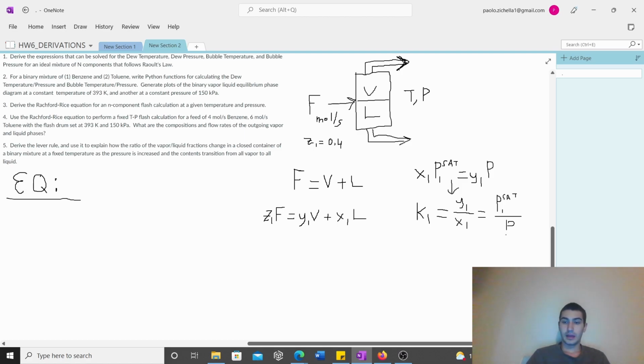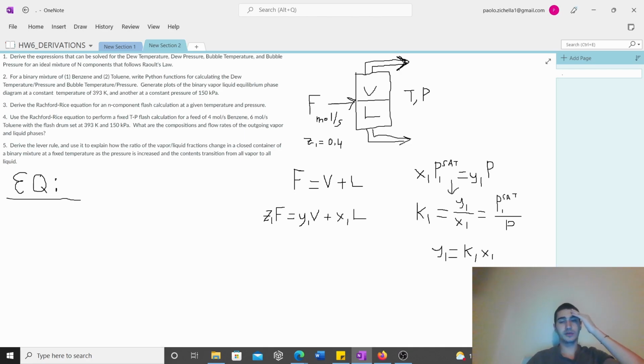And from here we can also rewrite this as xi Ki is equal to yi. So I'm going to simplify this a little bit and write this as yi, the mole fraction in the vapor phase, is equal to Ki multiplied by the mole fraction in the liquid phase. Then from here, we can start with our equations. The first thing we want to write down is another mass balance equation, which represents the summation.